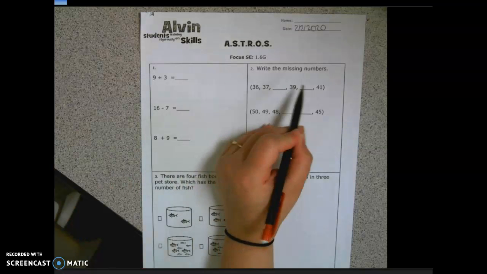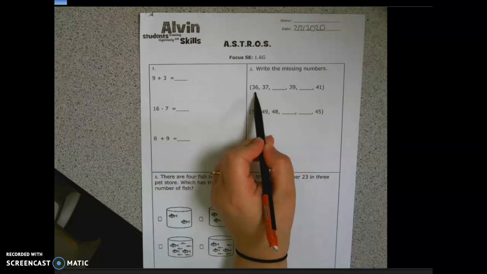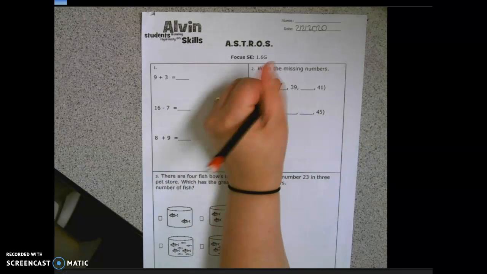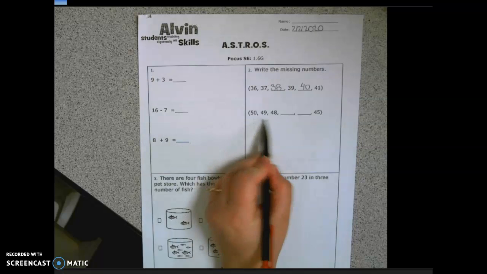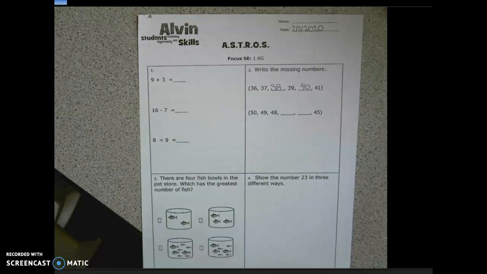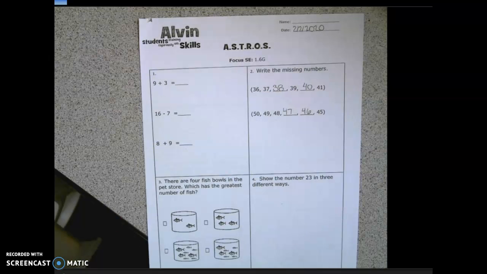Next one, we're going to write the missing numbers, 36, 37. Okay, well, I know that I'm adding one more each time. Let's see if that makes sense. 36, 37, 38, 39. That does make sense. 38, 39, 40, 41. 50, 49, 48. I see my pattern is I'm counting backwards by 1: 48, 47, 46, 45.